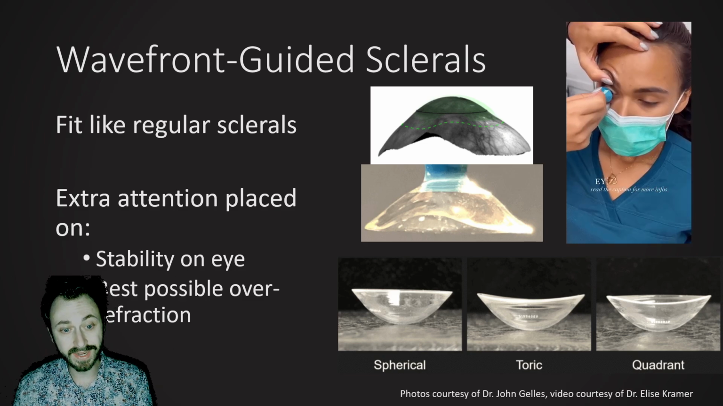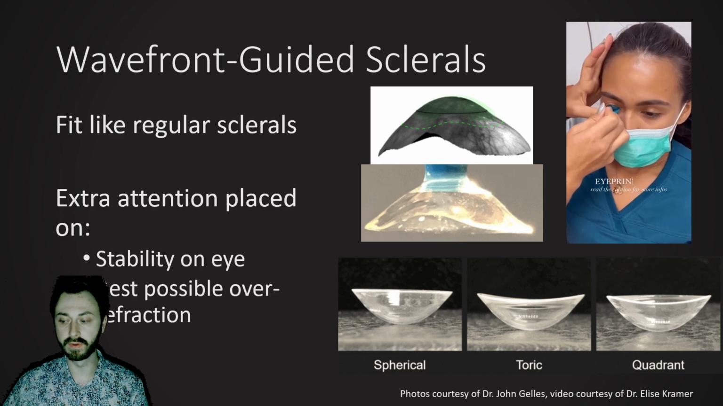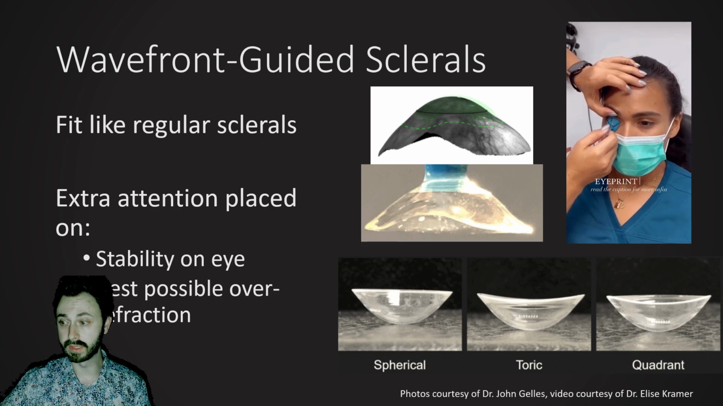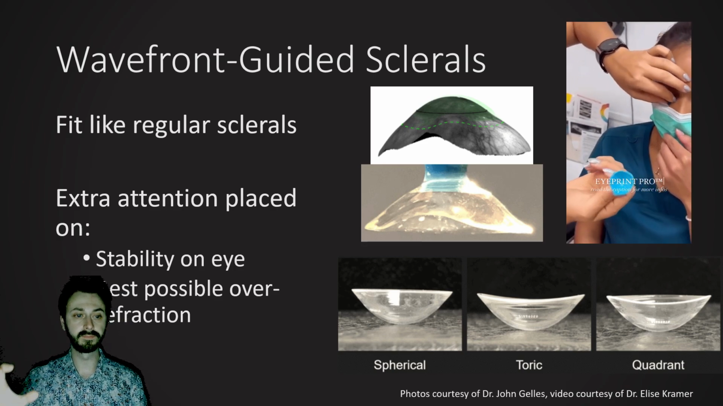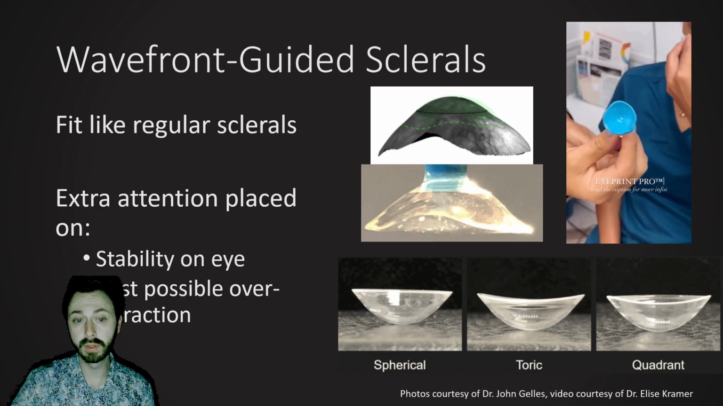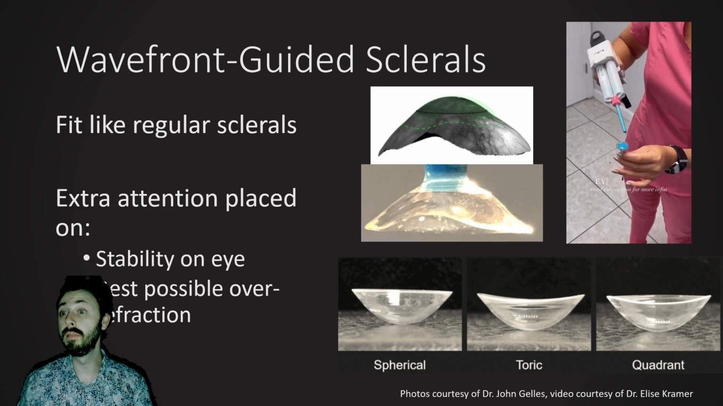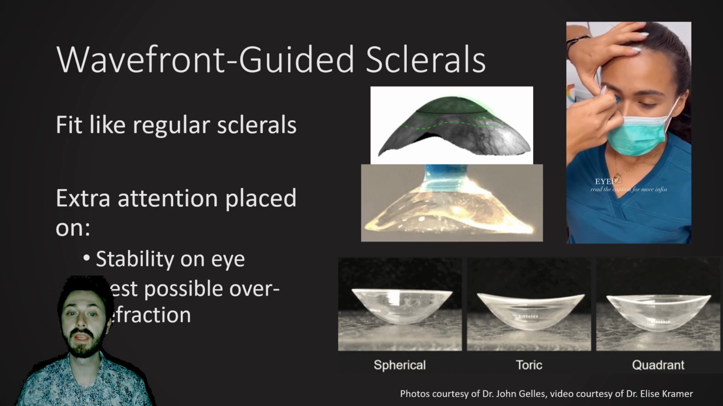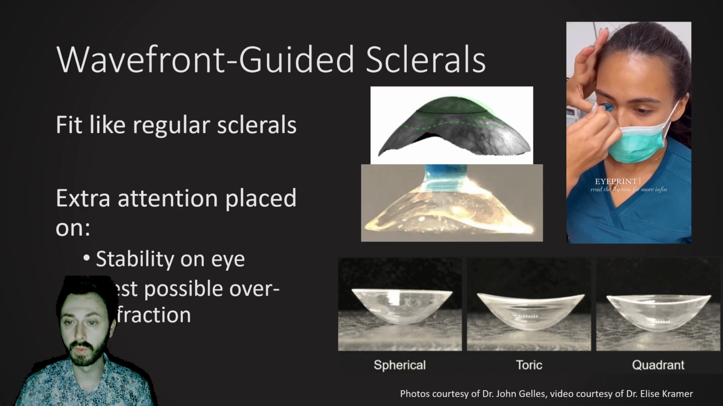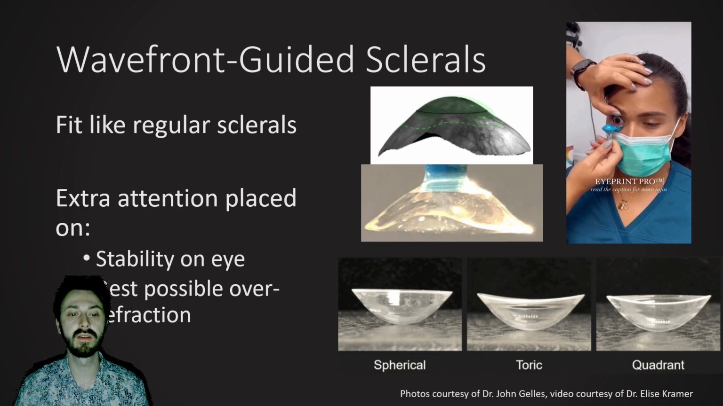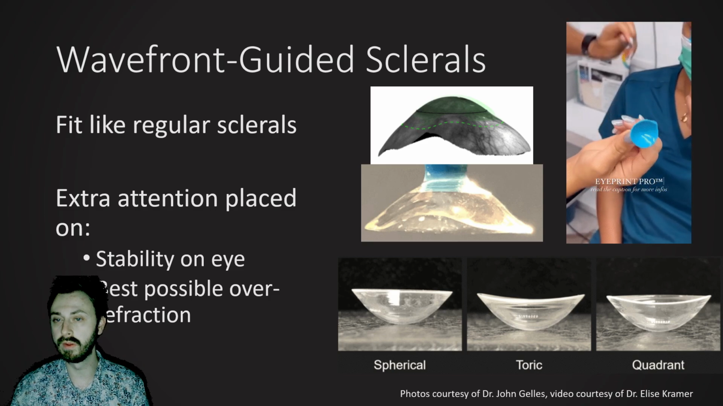The other thing to focus on is the best possible overrefraction. Patients may compensate for their higher order aberrations through different means. They may take more minus because it constricts certain aberration measurements. They may take more plus because it brings things together through overlapping blur circles, or they may take astigmatism because that streaking may counteract the streaking they're already experiencing. So really trying to hone in on what their eye actually needs in terms of refractive error is going to be extremely helpful when fitting wavefront guided scleral lenses.